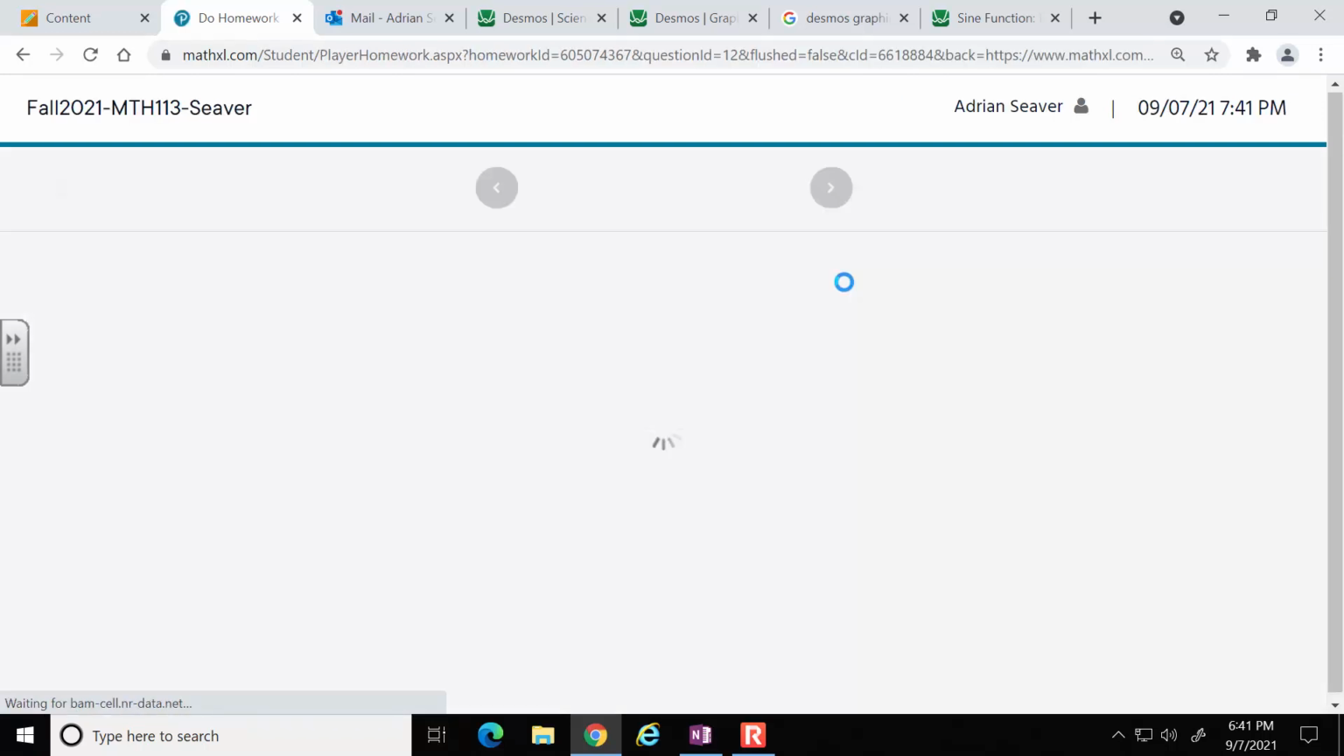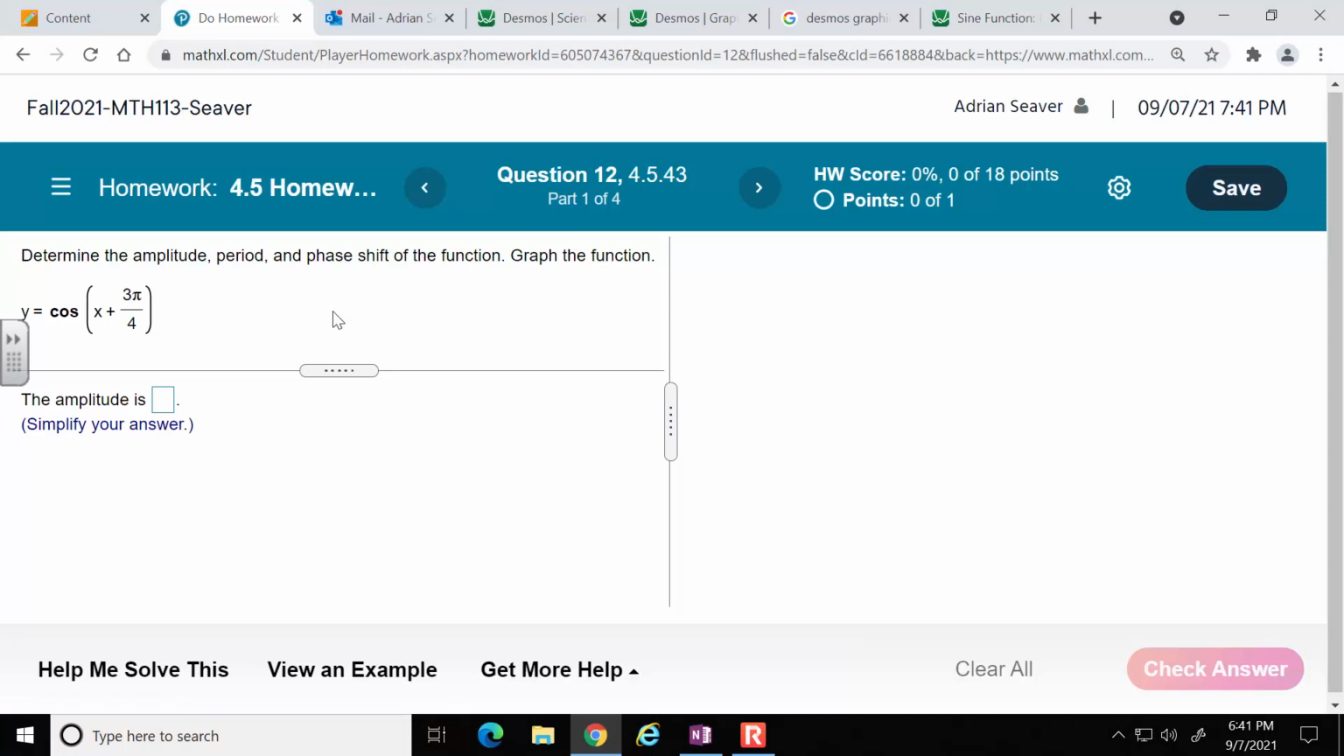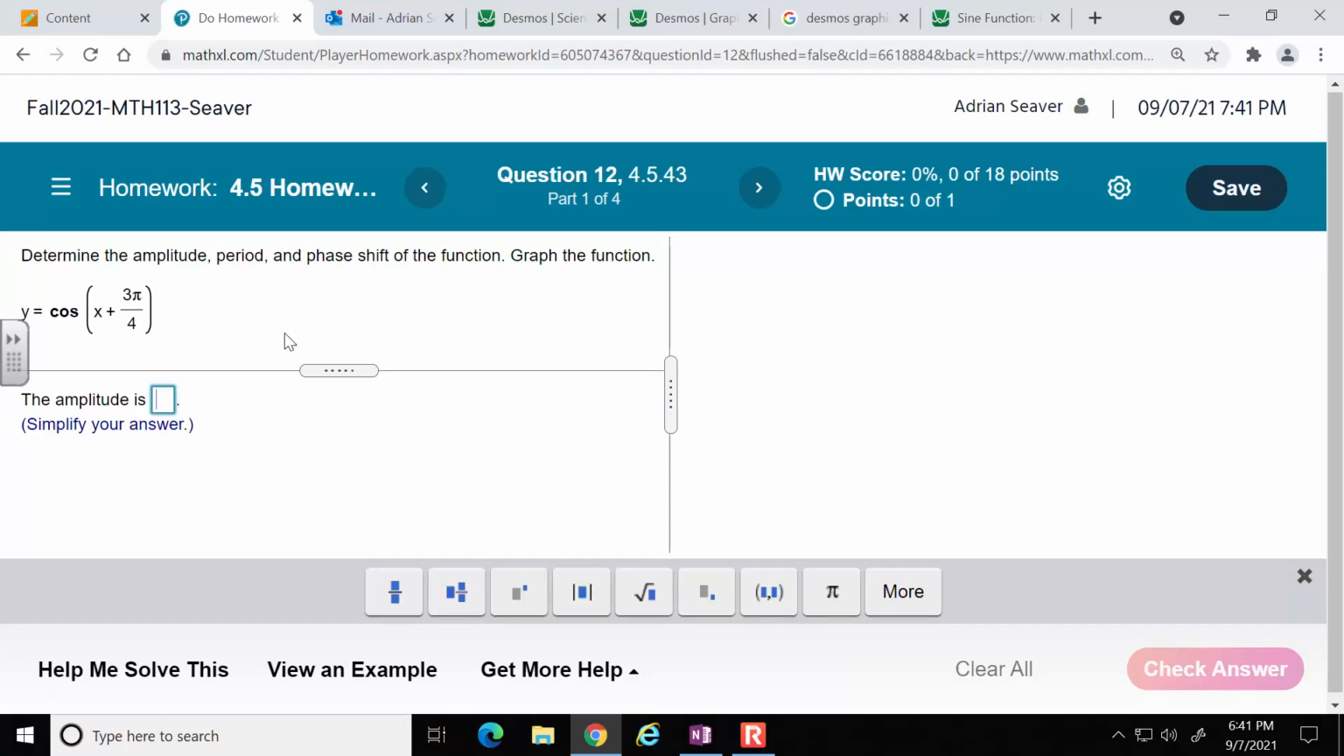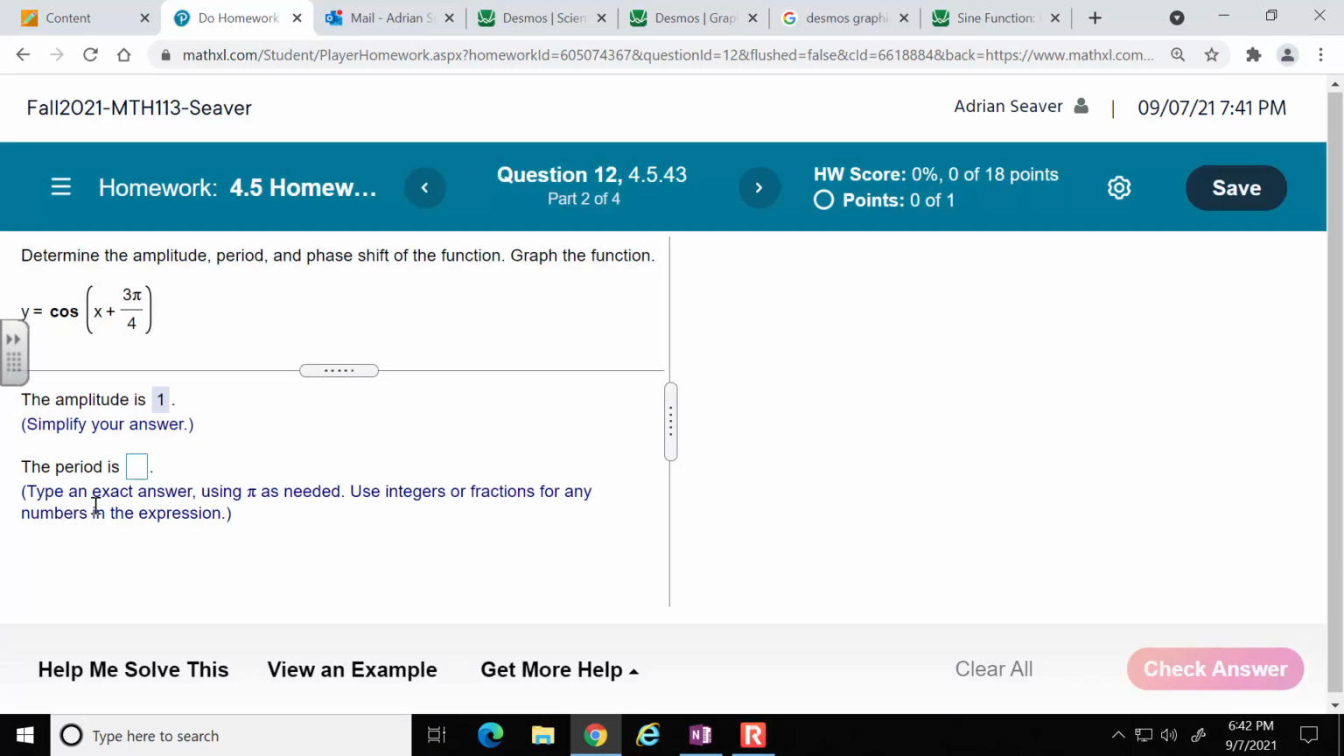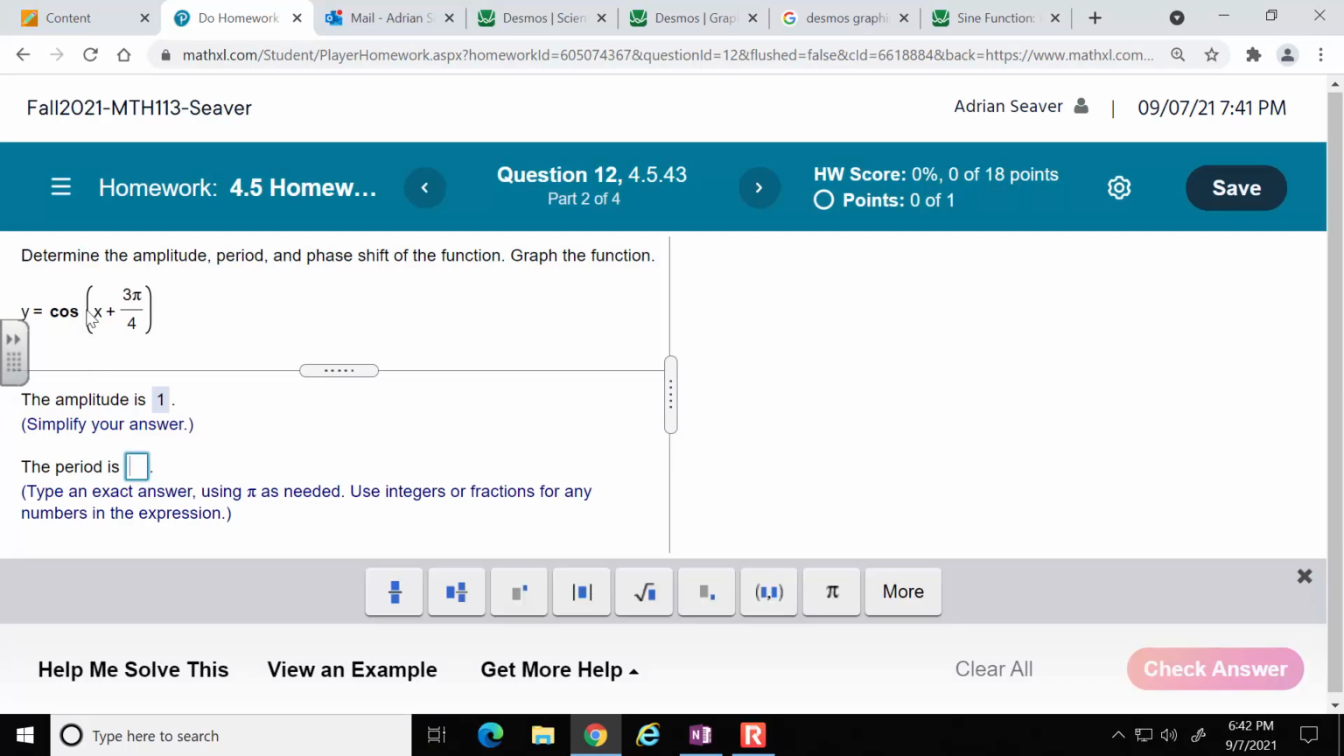I just want to point out how these work. All right, determine the amplitude, period, and graph. So this is what I wanted here. What is the amplitude of this function, if you can see it? It is 1. The period is 2 pi over whatever's in front of x. So it's just 2 pi over 1, so it is 2 pi.